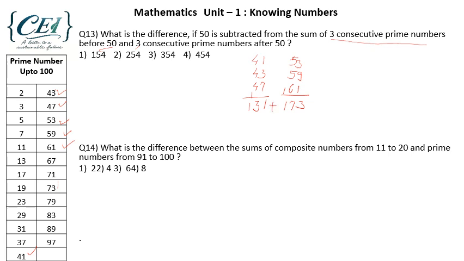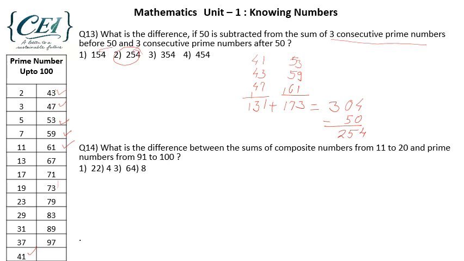The sum of these two is 4, 10, carry over 1, 304. Now if 50 is subtracted from this, what is the answer? 425. This is the answer. So this is the correct answer.